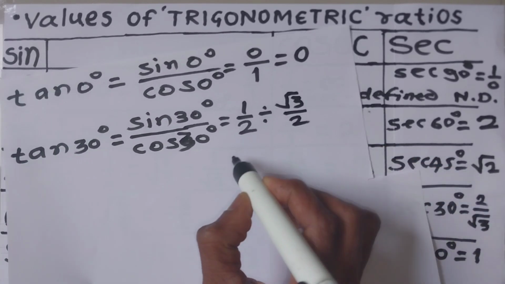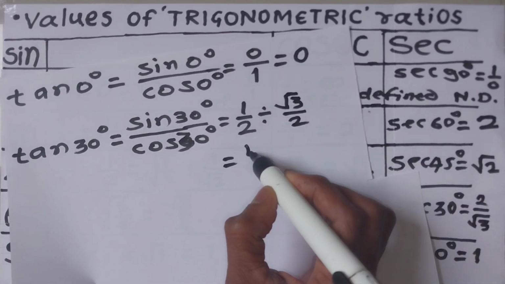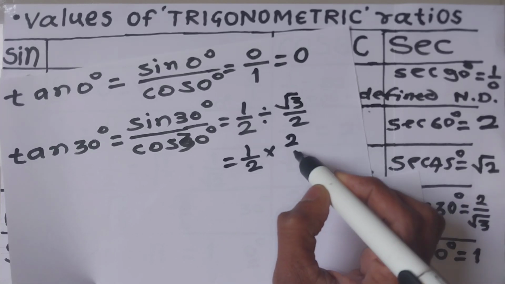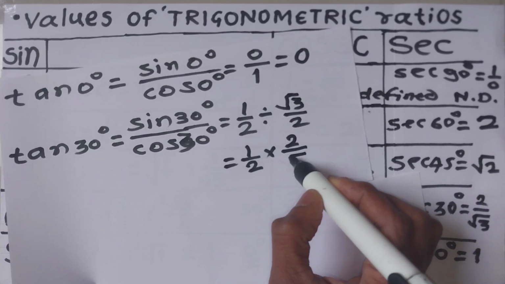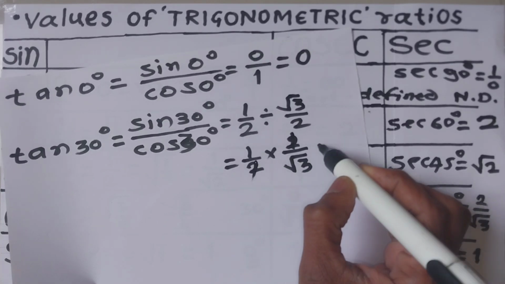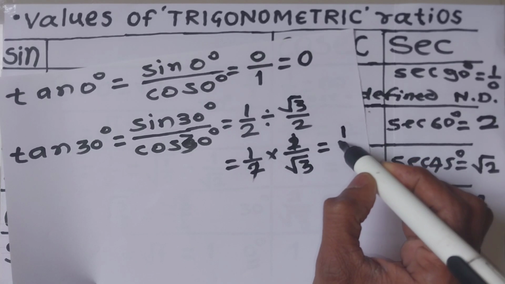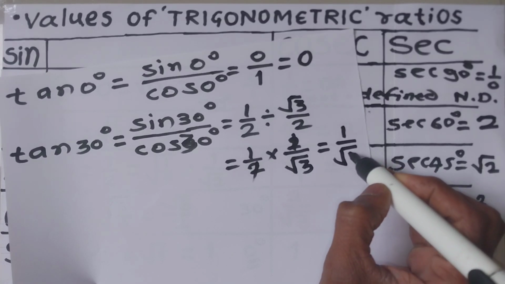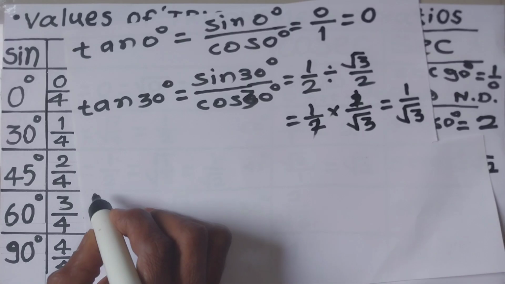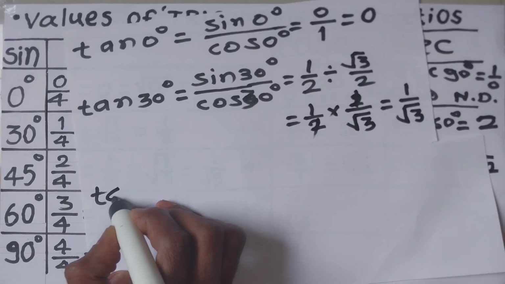Now we take the multiplicative inverse of root 3 upon 2, that is 2 upon root 3. So 2 and 2 cancel, therefore we get the value 1 upon root 3. This is the value of tan 30.